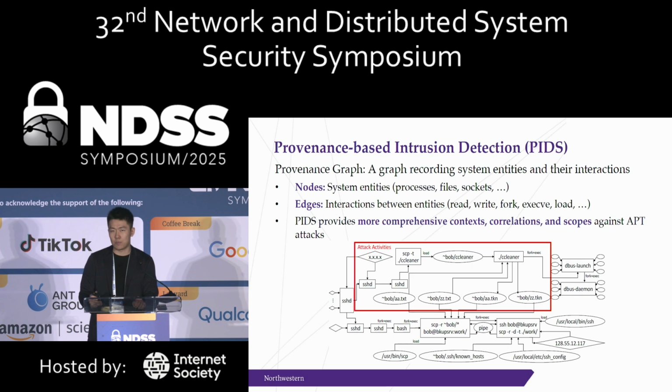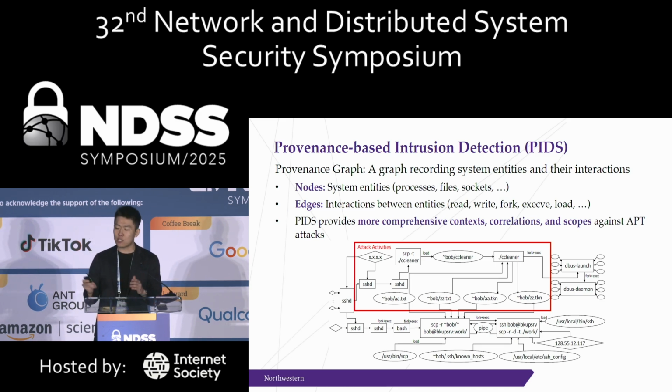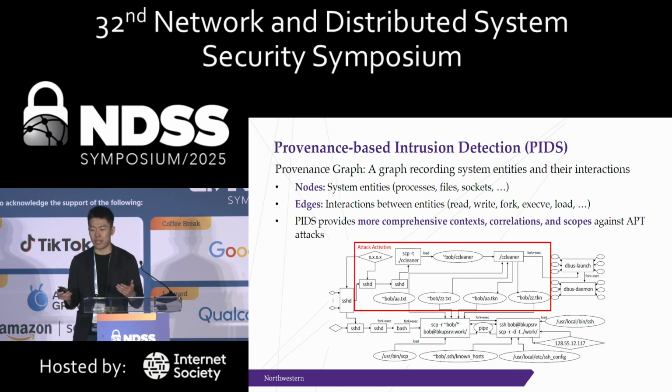In recent years, people have found it very useful to use a provenance graph to record system activities, where the nodes in the graph represent system entities such as processes, files, and network sockets, and the edges represent the interactions between these entities. For example, a process may read a file or send some data to a network socket. This graph provides a more comprehensive context. It allows us to correlate different system entities, and it gives us a wider scope against APT attacks.